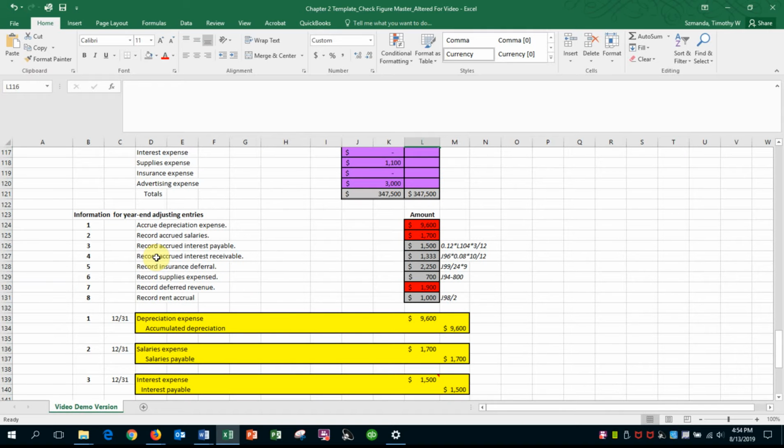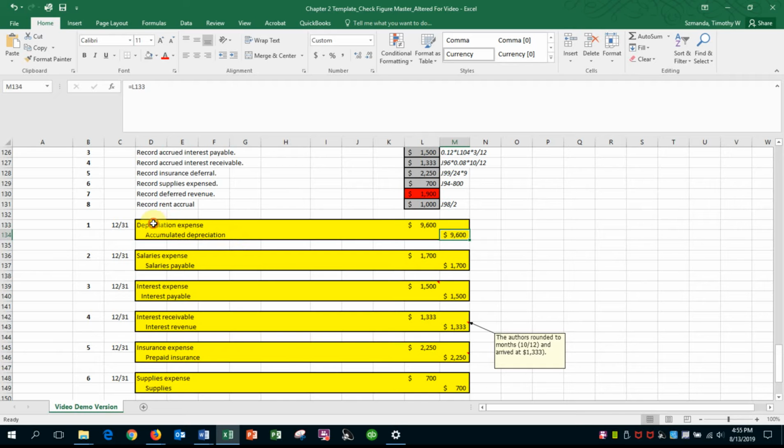Now I've got those adjusting entries, those year-end adjusting entries. So I have 1, 2, 3 cells that I'm going to have to enter data into, and instead of being purple like they are in the template, they're red in this case because I'm using altered data. So let's look at a few of them. Number 1, in problem number 3, this adjusting entry, depreciation on the office equipment for the year is $10,000. So I just change the value from $10,000 to $9,600, and then that'll transfer down to the journal entry.